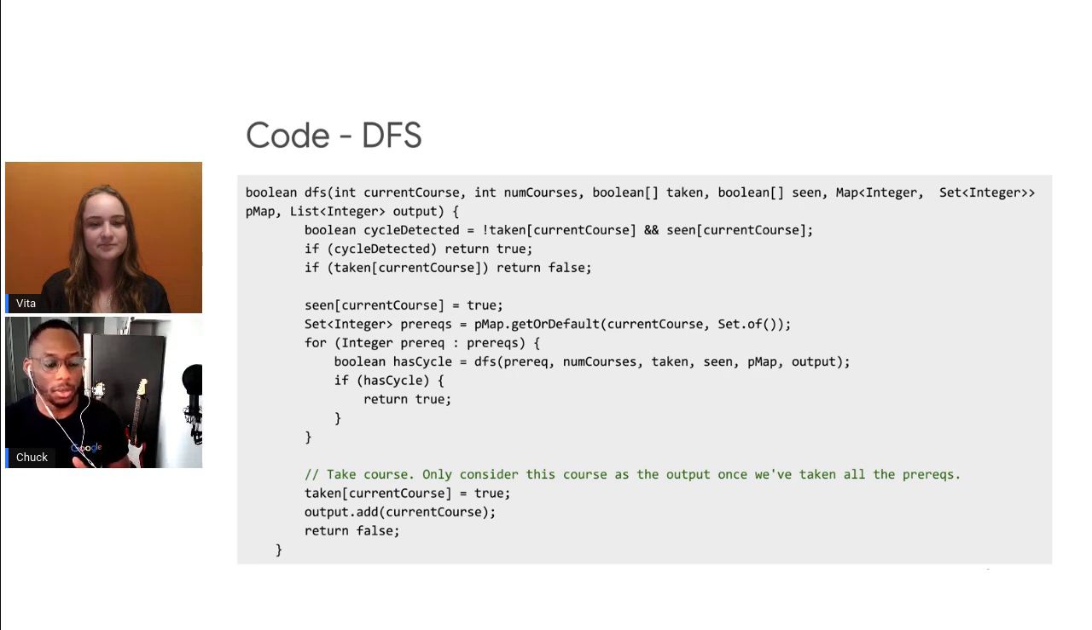But if none of those conditions are met, we then go ahead and say we've seen the course, but we haven't taken it yet, right? Before we take the course, we have to make sure we perform DFS on each one of its children, right? So I can take one or two. I'm going to take one and take it all the way to 0, right, before coming back. And then once we're done looking at all the neighbors, we then take the course and then add it to the output.